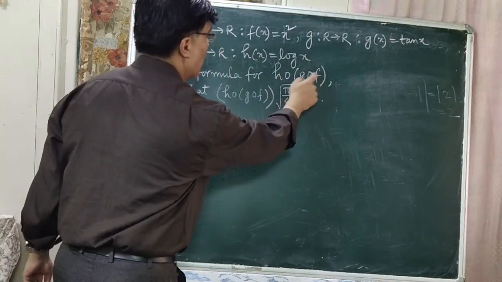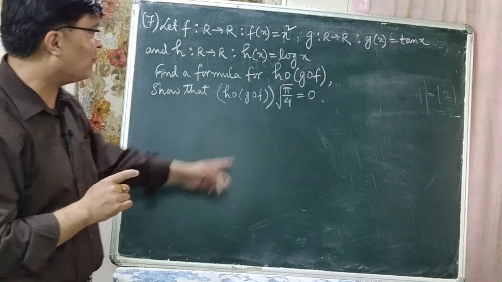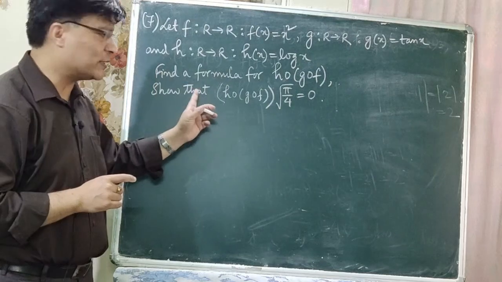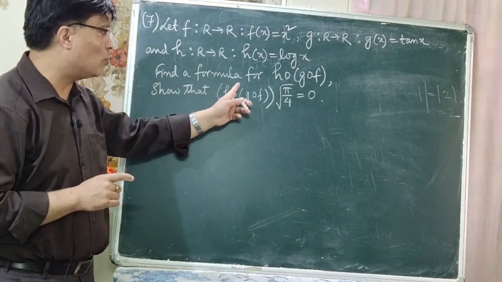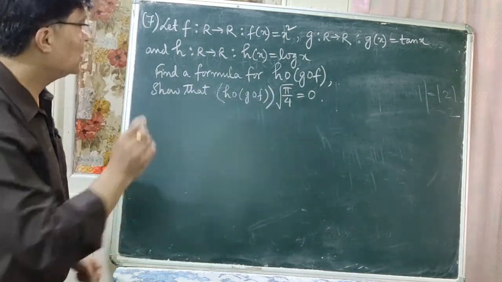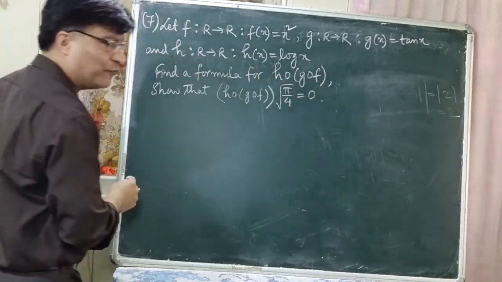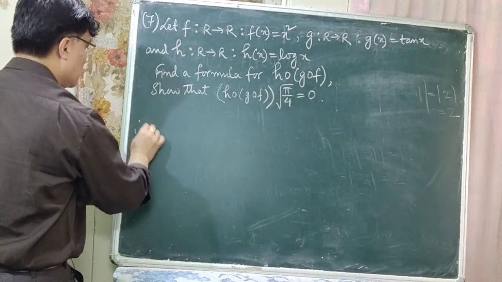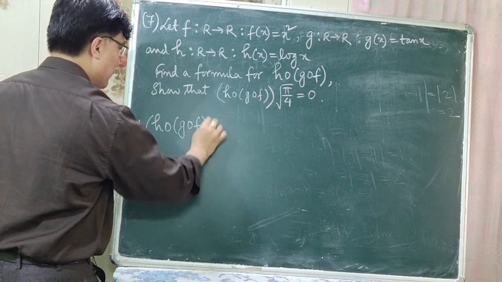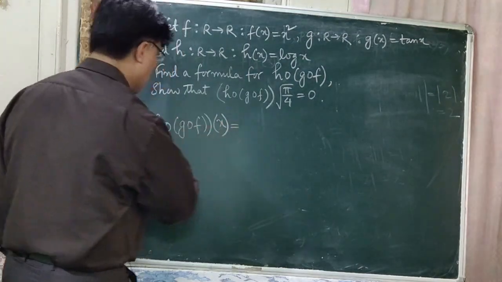Okay, now you have to find out a formula for h o (g o f). You have to find out the formula for this h o (g o f), and you have to show that (h o (g o f)) of root over pi by 4 is equal to 0. Is that clear? So now let us find out (h o (g o f)) of x. Okay, so therefore you have to find out h o g o f of x. Let us find it. So now it is defined as, which is equal to, how will you write it?